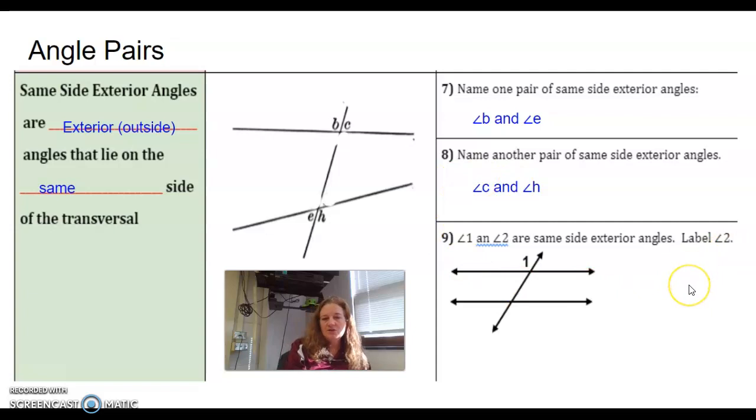So if angle 1 is an exterior angle, I want the same side exterior angles labeled. So angle 2 would be down here. Oh, this is just vocabulary. It's all we're doing.